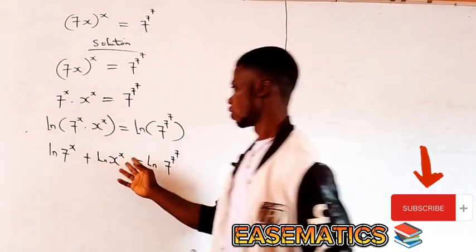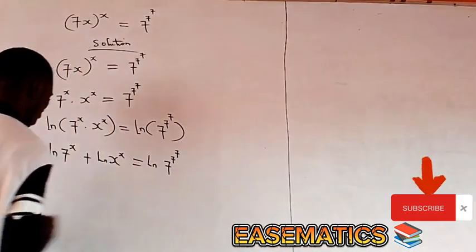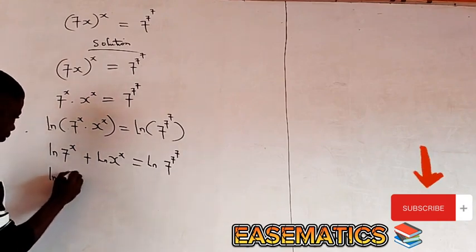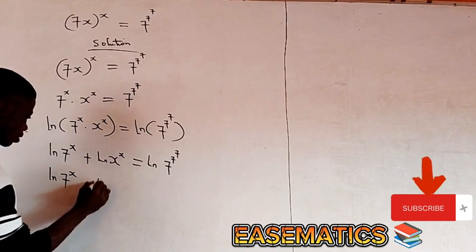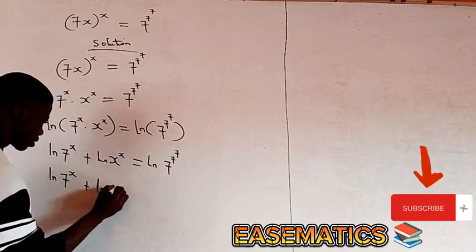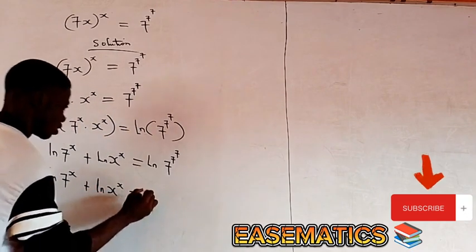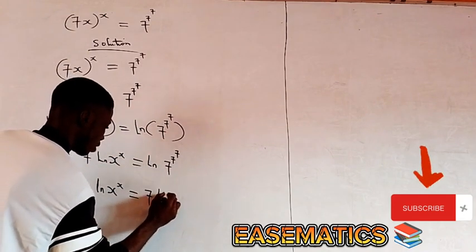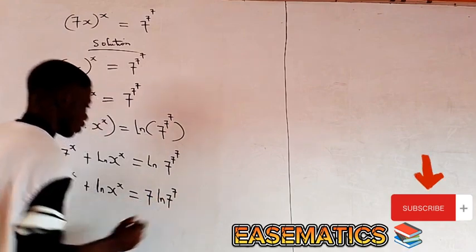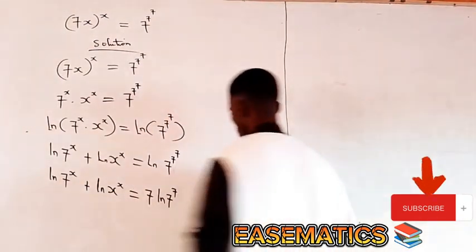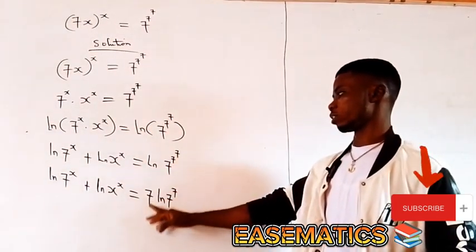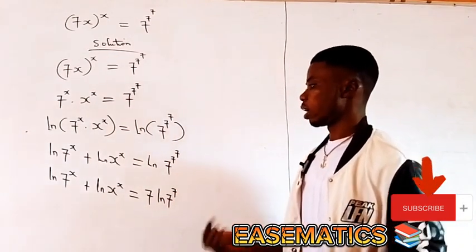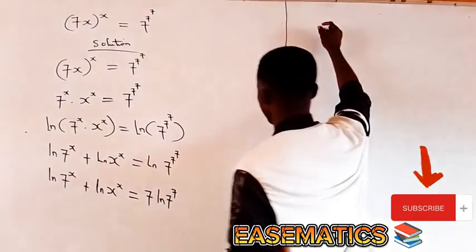Here we are going to write this as ln 7 to the power of x plus ln x to the power of x is equal to, we can write this as 7 ln 7. According to the laws of logarithm, the power law of logarithm, we can write this as 7 ln 7.